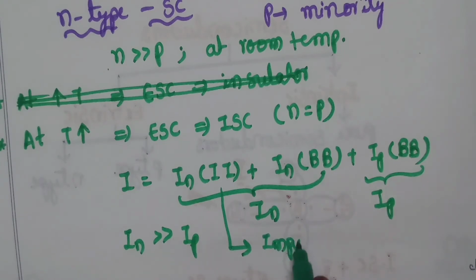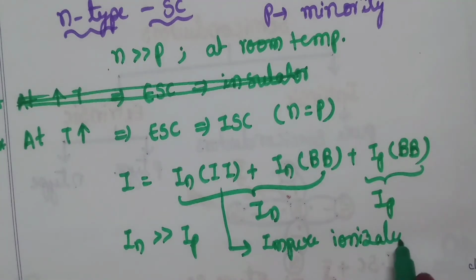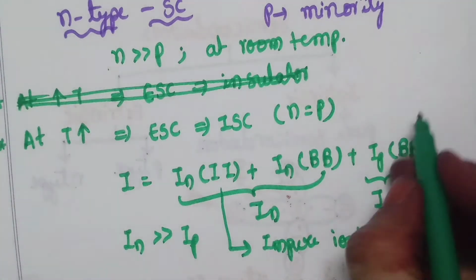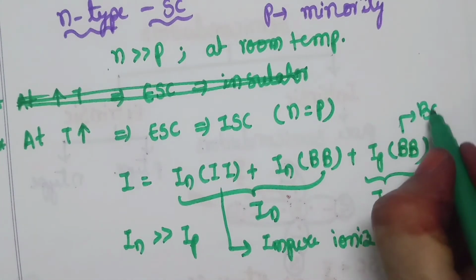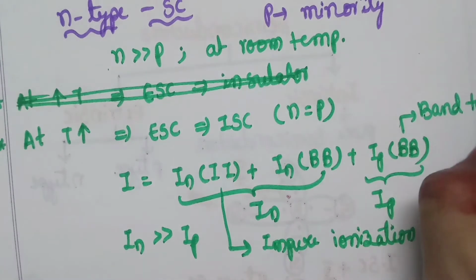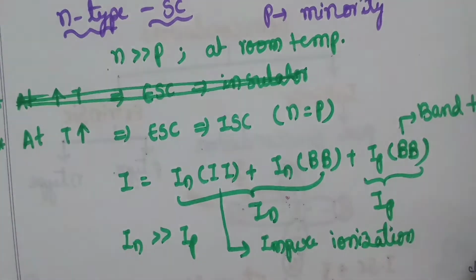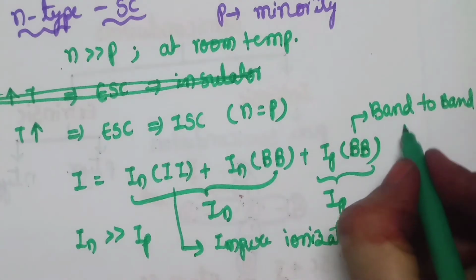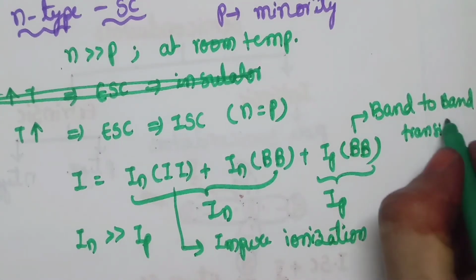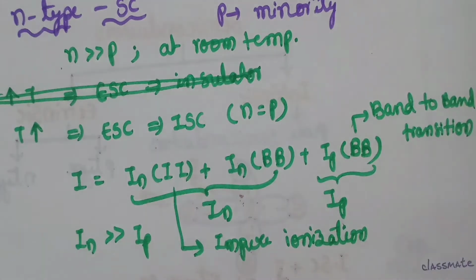impure ionization, and BB means it is due to band to band transition, that is current due to band to band transition. So the total current I is equal to the sum of the current due to electrons and current due to holes. Now let us go to P-type semiconductors.